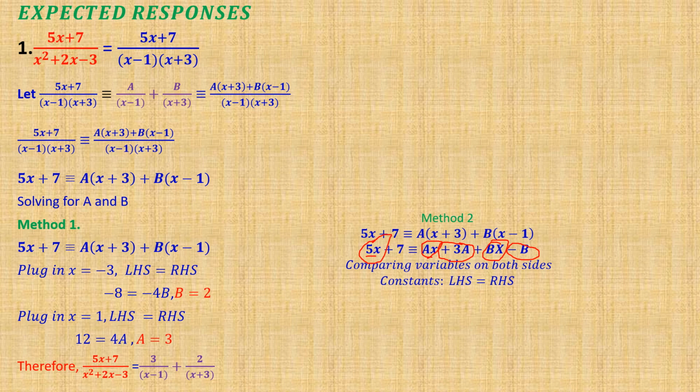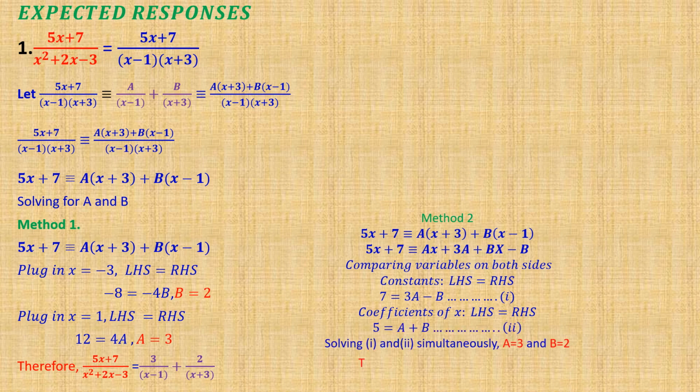So let's get those. If you look at the constants, the constant on the left is equal to the constant on the right. 7 is equal to 3a minus b, and that is equation 1. Coefficients of x, on the left hand side I have 5, right hand side I have a plus b. Solving the two equations, I get the value of a as 3 and b as 2.